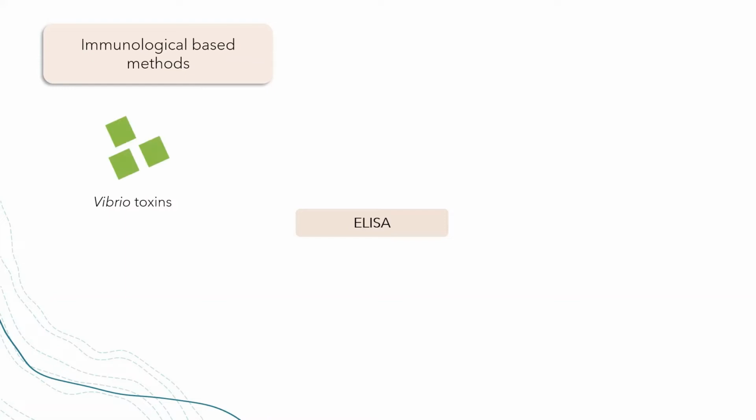The antigen binds to the antibody immobilized on the microtiter plate. Then, the antigen reacts with a specific antibody which is recognized by an enzyme-labeled secondary antibody. If there is a presence of the antigen or Vibrio toxins, development of color can be observed.